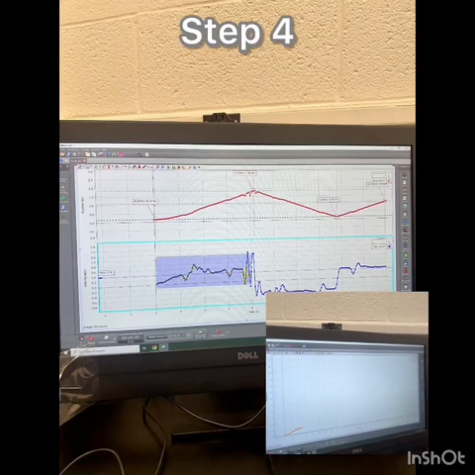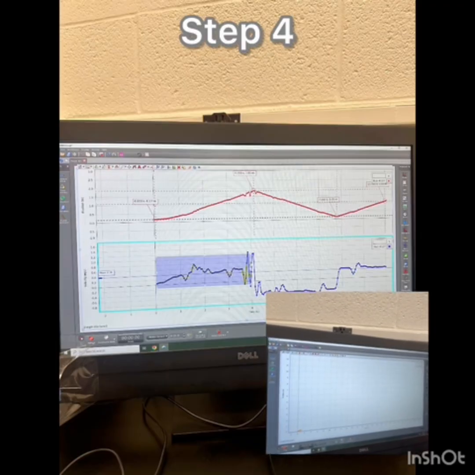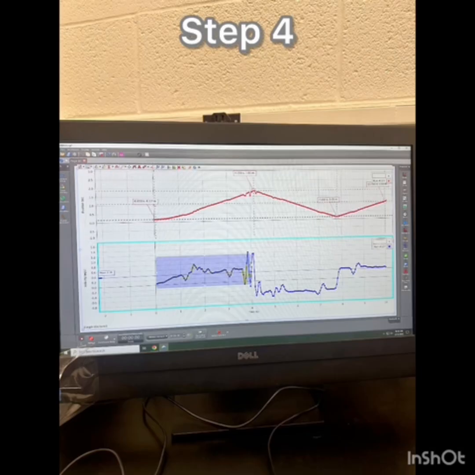Next, I used the highlighting tool to select all the data points from the first part of the glider's trip when it was moving towards the sensor. I clicked the statistics icon to find the mean, which gave me the average velocity for that specific time interval. I recorded that value in my table and took a screenshot of the graph with the stats box visible to include in my report.